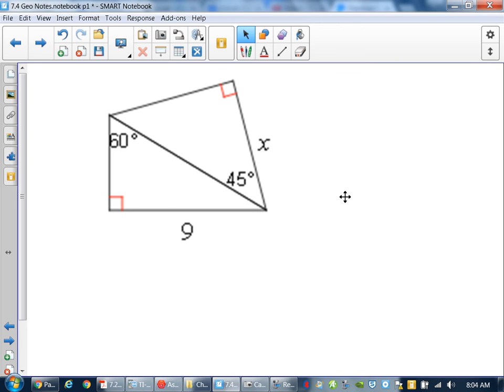Built off of each other. It's still 7.4, right? This is still 7.4, yeah. So what happens is that you can have multiple triangles built off of each other to get there, okay?